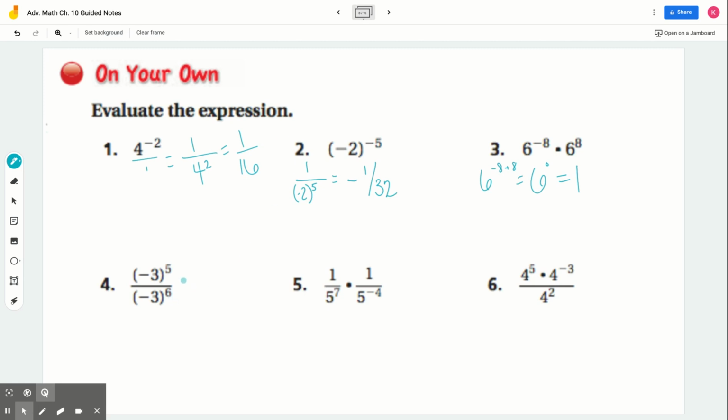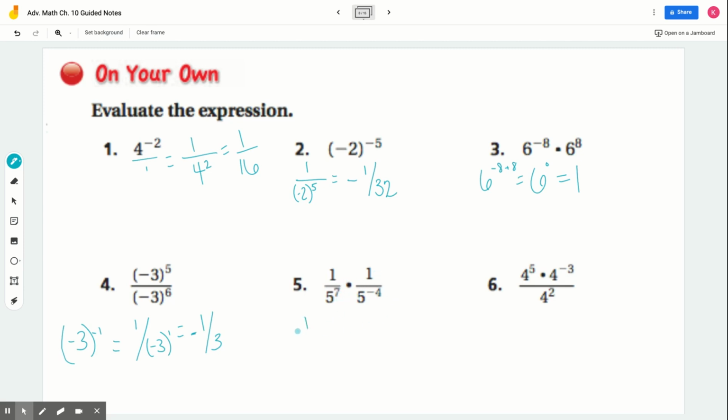With number 4 here, again, we subtract these exponents because when we divide, we subtract. So this would be negative 3, 5 take away 6 is negative 1. So this would be 1 over negative 3 to the positive first power, which is simply negative 1 over 3. Negative 3 to the first power is negative 3. So we move that negative sign out to the front, keep our fraction. Now here, 1 times 1 is 1.